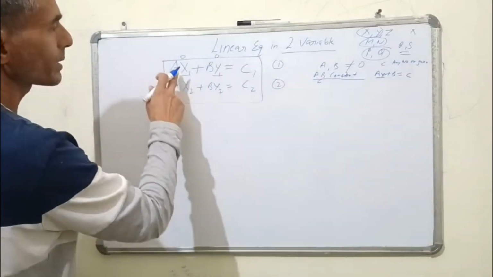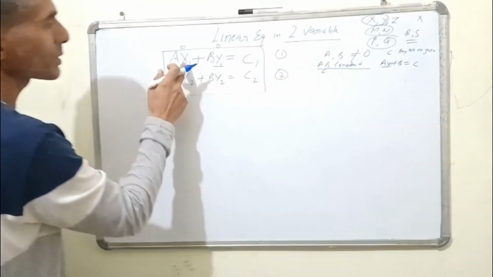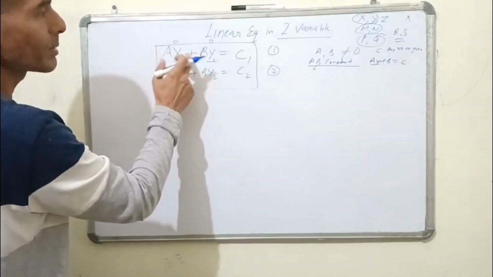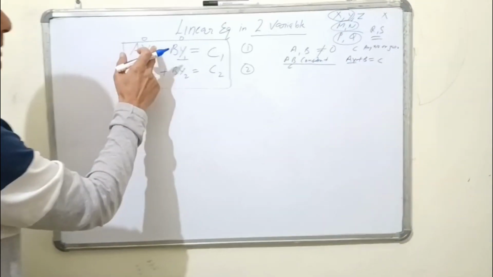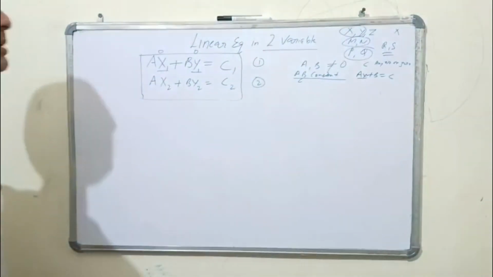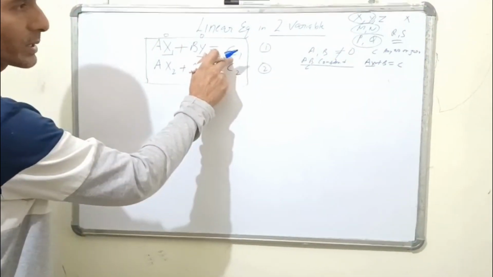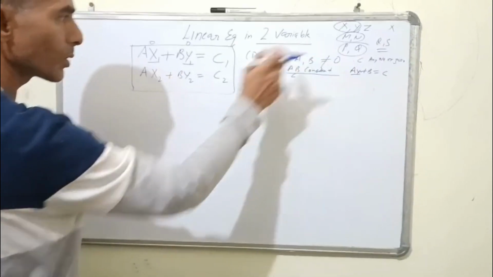Okay, as I mentioned that a and b cannot be equal to 0. If they become 0, then the whole equation, this side, left hand side will become 0, because a multiplied by 0 plus b multiplied by 0 becomes 0. So there will be no meaning of linear equation in 2 variables. Okay, but c can be constant or it can be 0 also as well.